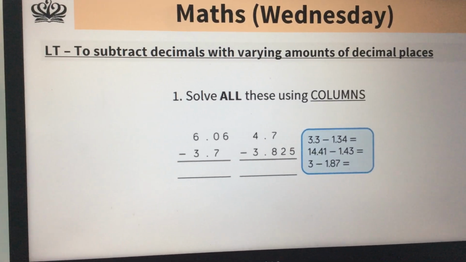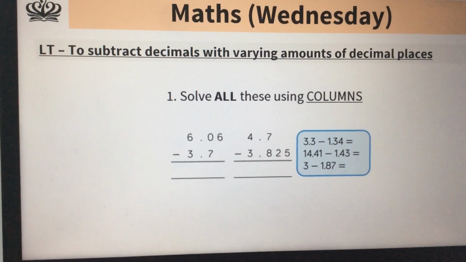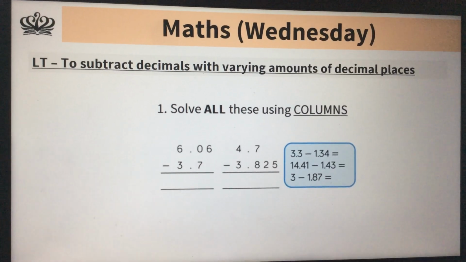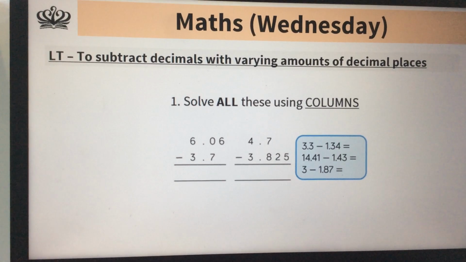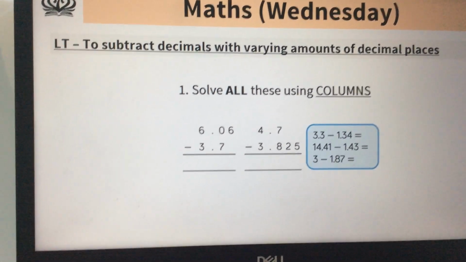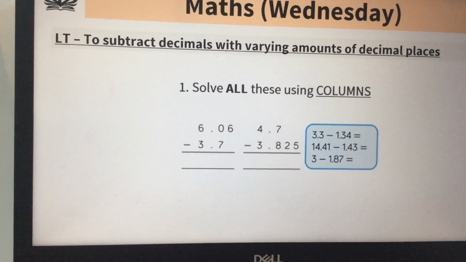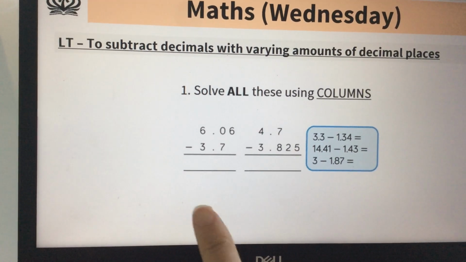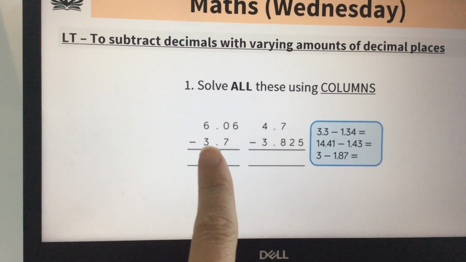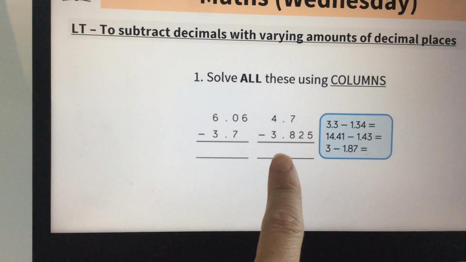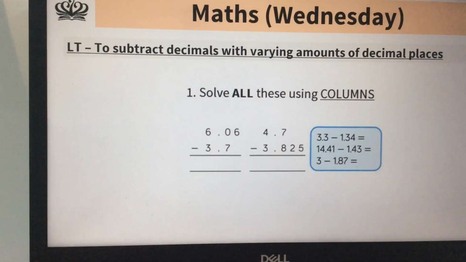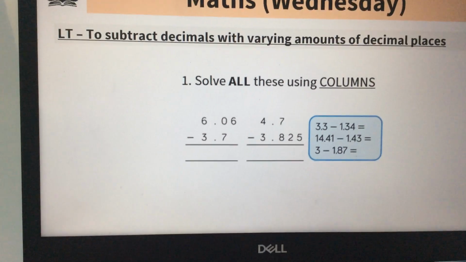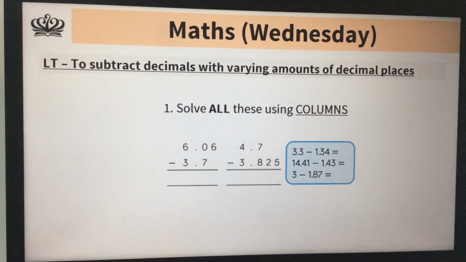So this one should be quite straightforward. Lots of you are really confident with column subtraction. Lots of you are showing us your work as well, not just your answers, which is really important so that we can see how you're doing your work and not just that you've got the right answers. So here you've got 5 to solve. You've got 1 here, that's the second one, and then you've got 3 in this blue box. Okay, so make sure that you're doing all 5 there using the column subtraction method.